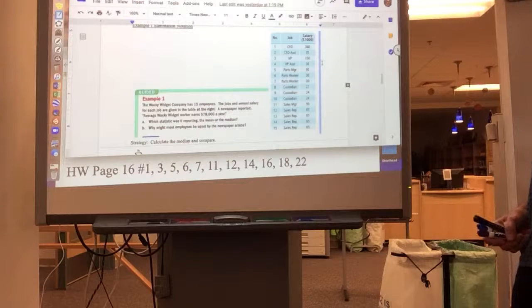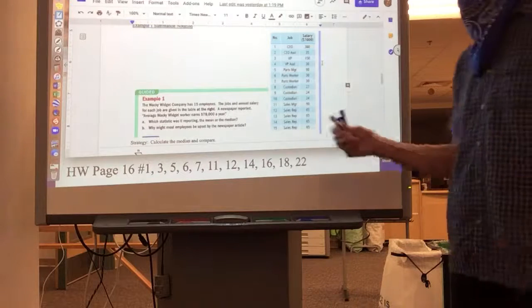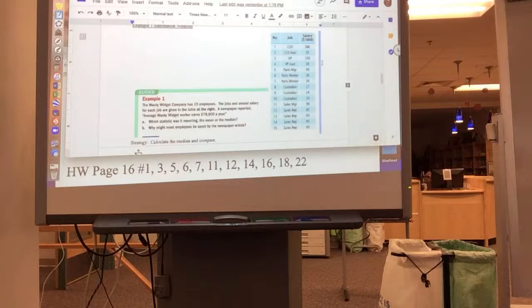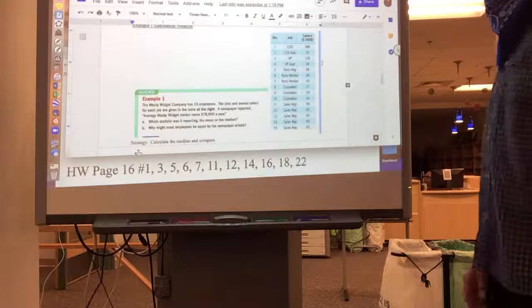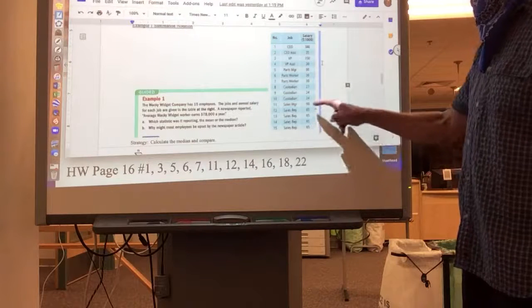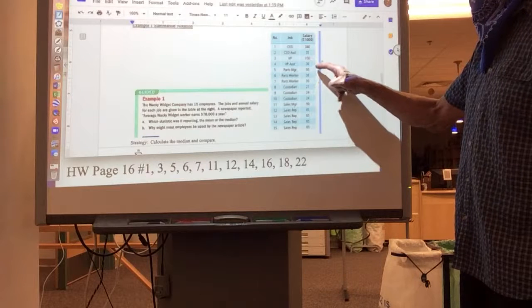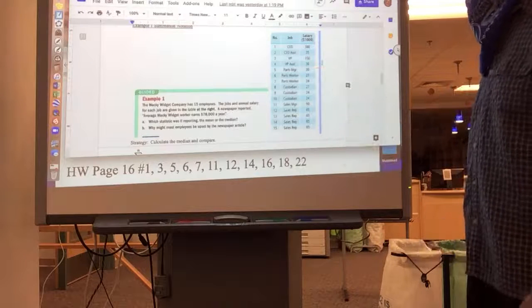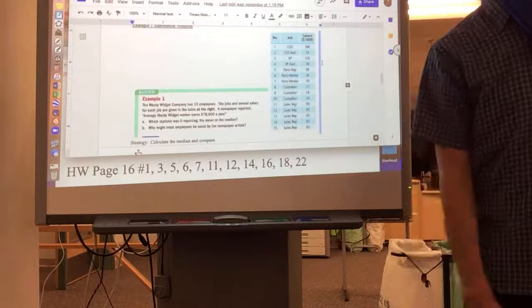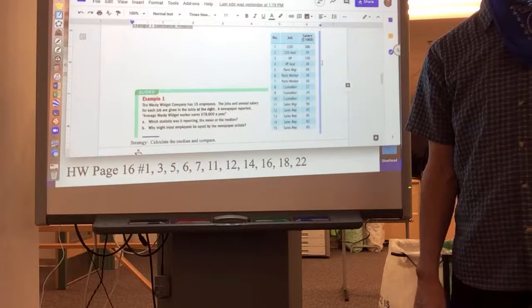Now, why would people be upset? Some of the workers would be upset there. They said, oh, the average salary is 78,000. How many people make 78,000? 1, 2, 4. 4 people make more than 78. Everyone else makes way less.